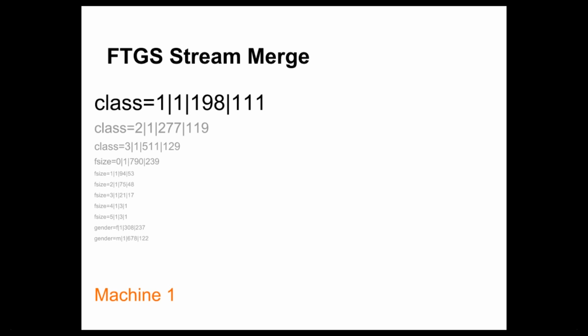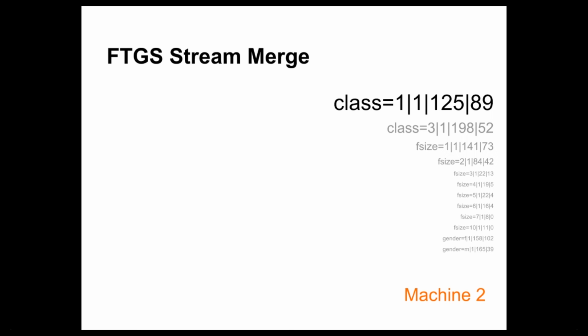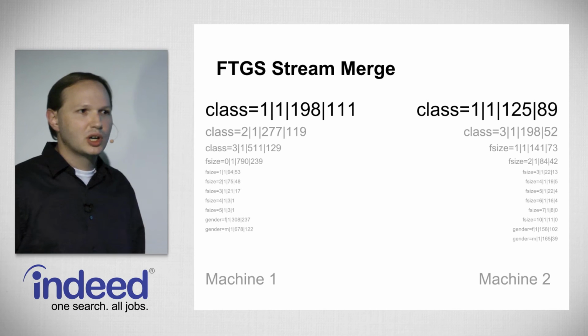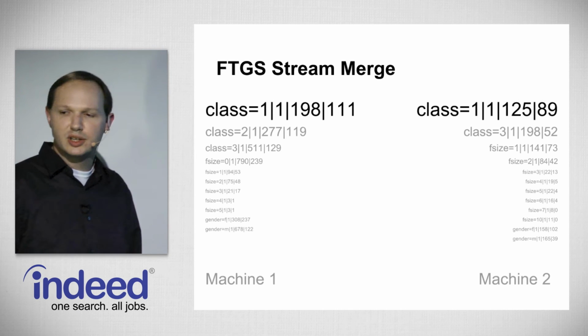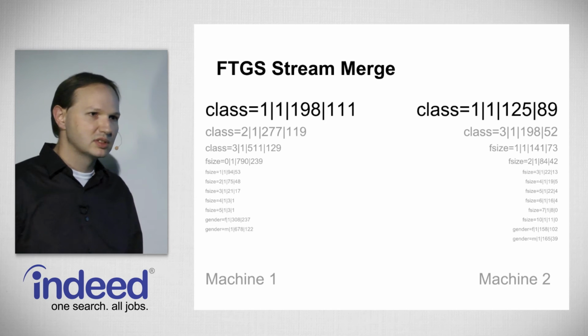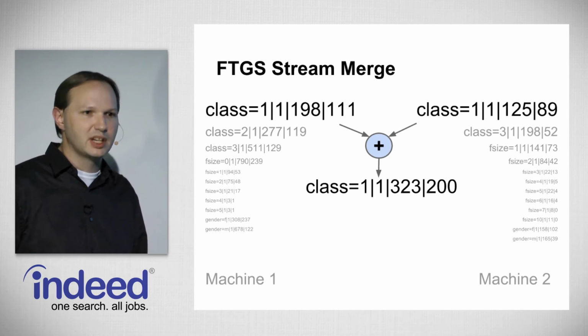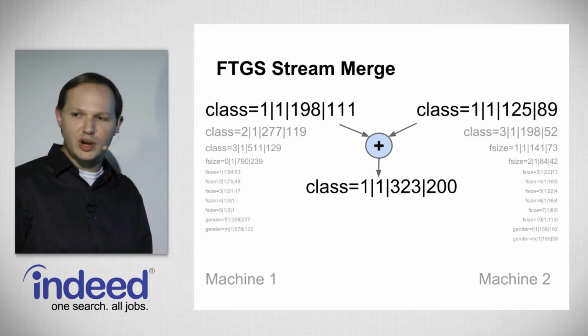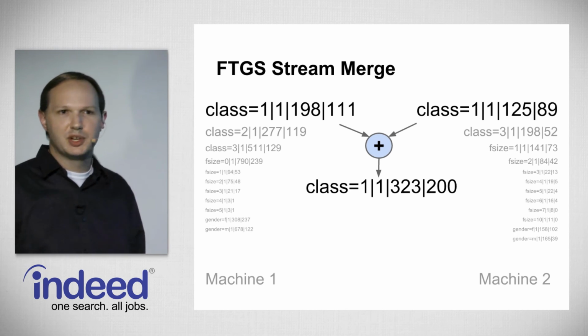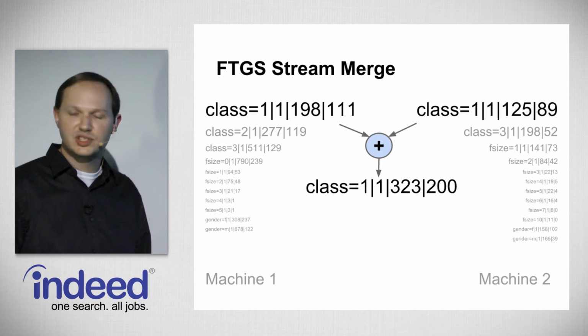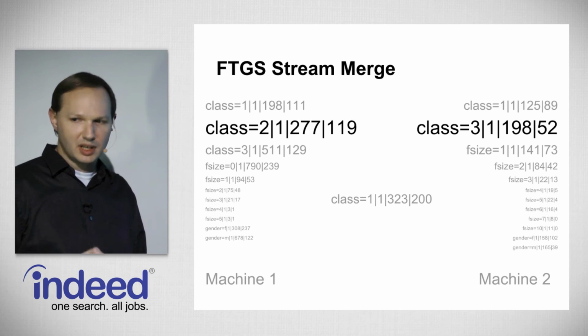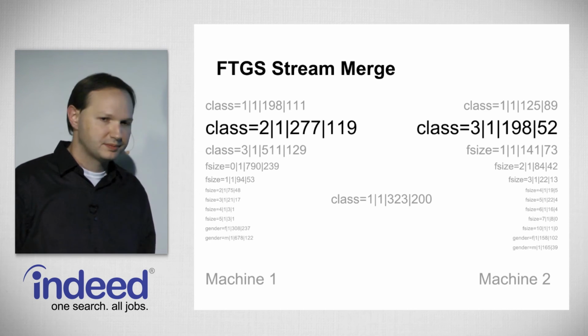So let's say this is the data from machine 1, and this is its FTGS stream. And this is the data from machine 2. As you can see, they're different now. And we just start looking at the first thing that's coming from machine 1 and the first thing that's coming from machine 2. And in this case, we see they have the same field, the same term, and the same group. So great, we can just add those together. And now we have the original global stream, the first element of that. Move each of those forward.